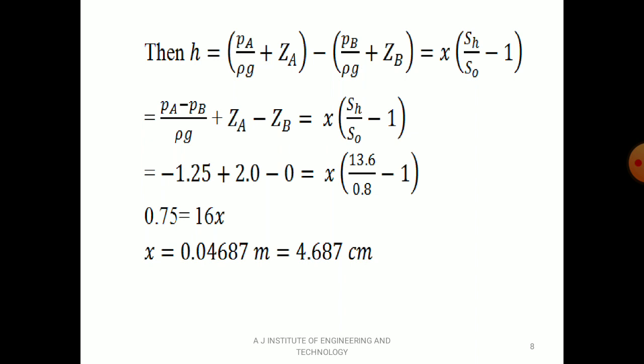Now 1 meter equal to 100 centimeter, so you can convert to centimeter as well here. For 0.04687 into 100, that is equal to 4.687 centimeter. So that is the difference of manometric fluid or mercury in the U-tube.